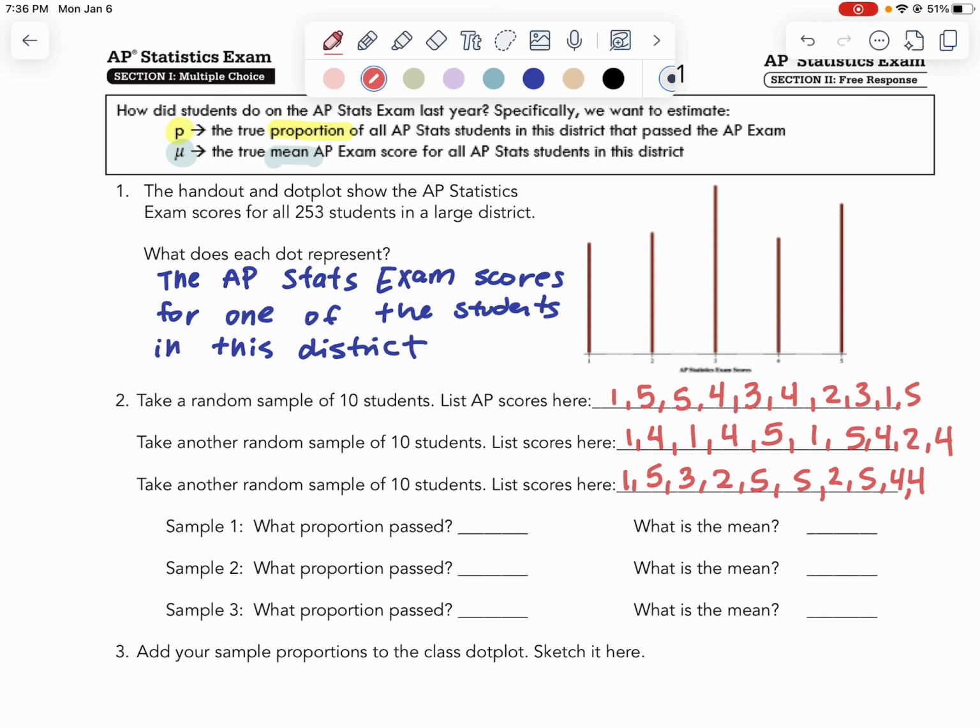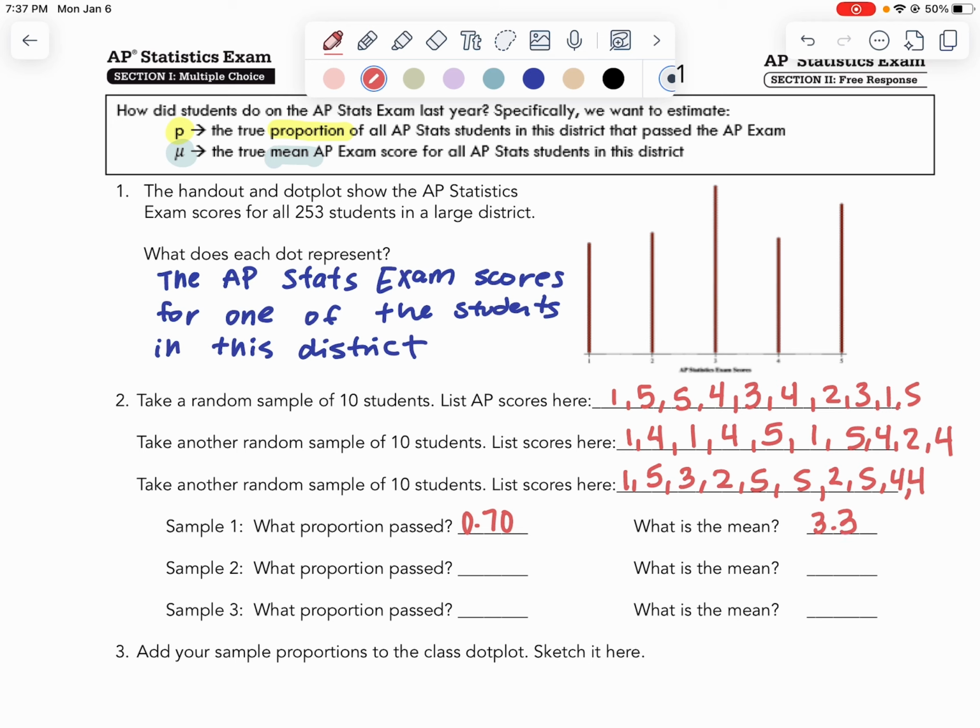So then the next part asks us to calculate two things. So first, from sample 1, what proportion passed? So to pass the AP exam, you need a 3 or higher. So we have 1, 2, 3, 4, 5, 6, 7 that passed out of the 10 total. So that's 0.70. And then what is the mean? So adding those all up and dividing by 10, I got a mean of 3.3.